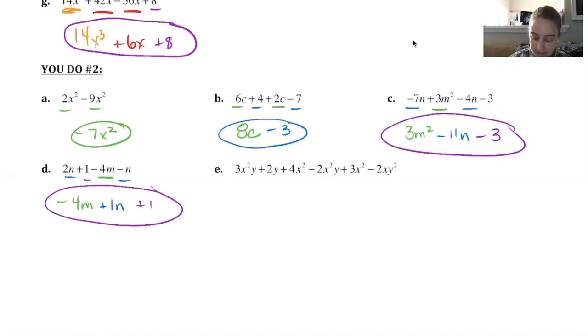In letter D, 2n minus n is 1n. My -4m doesn't have anything to combine with, nor does the 1. So I just bring those down.